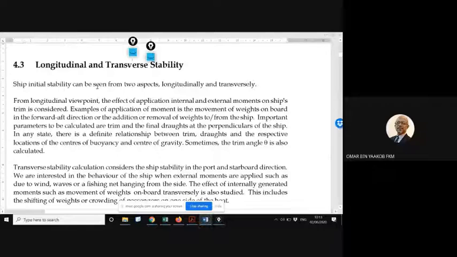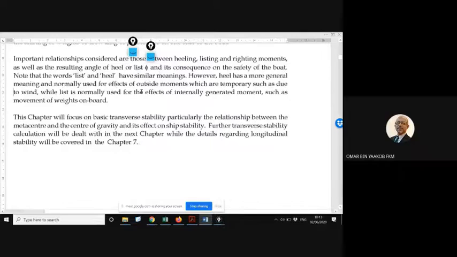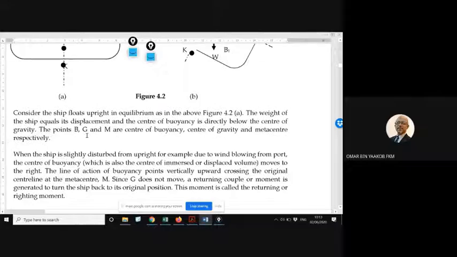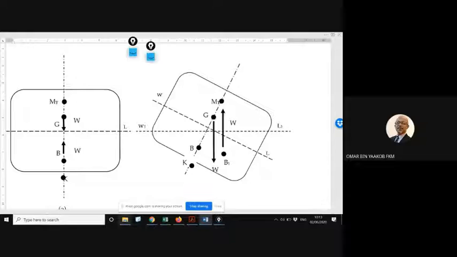So one is longitudinal and the other is transverse stability. They are two ways of looking at the ship. When we talk about transverse stability, you look at the ship from the front, looking towards the ship, so you can see the shape is normally like this. This is typical transverse stability. We look at the ship heeling from side to side.